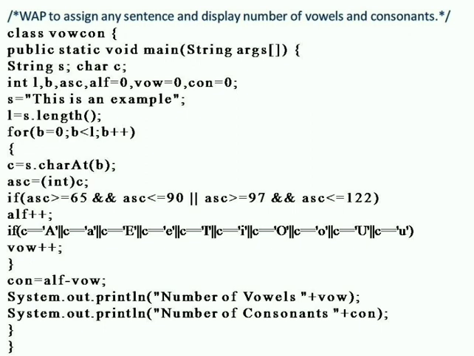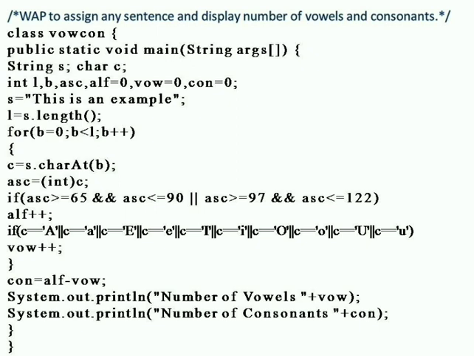Now let us take one sentence. S equal to, this is an example. So this is our sentence which is stored in S. Now L equal to S dot length. So we find the length of the sentence in L. Now we create a for loop which will start from 0 and go up to less than L, that is from the beginning of the sentence till the end of the sentence.